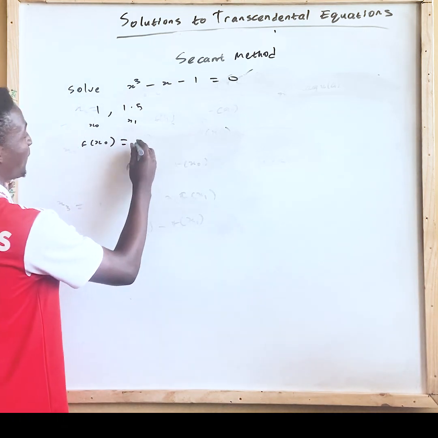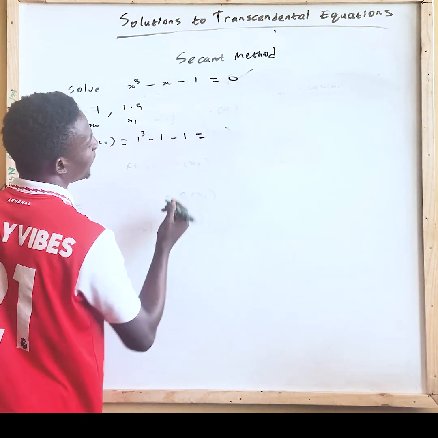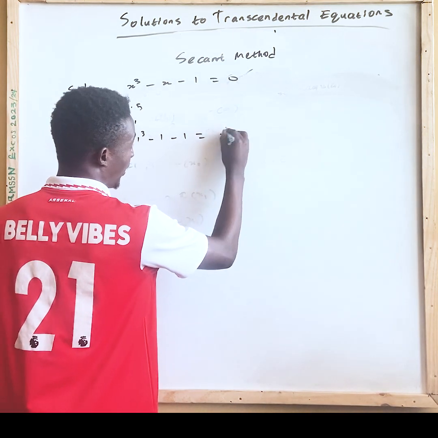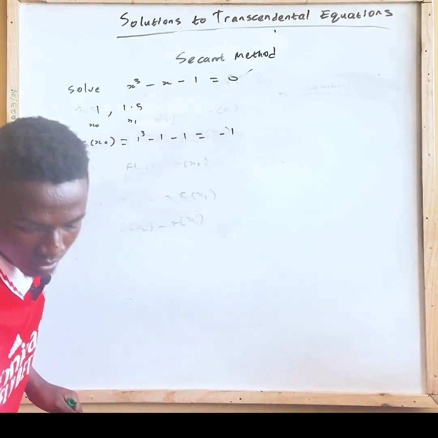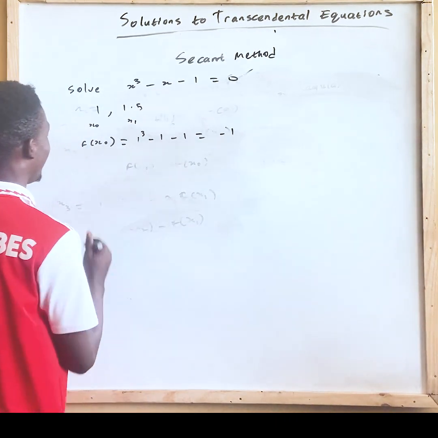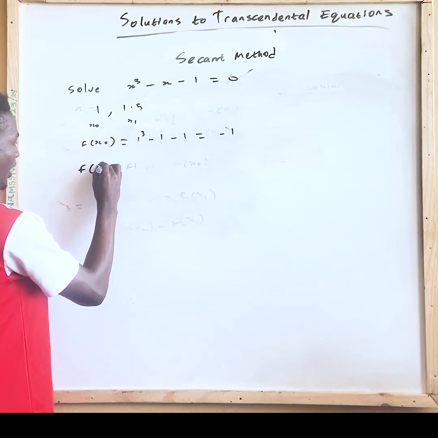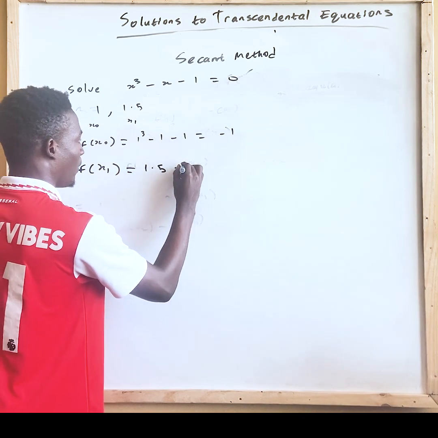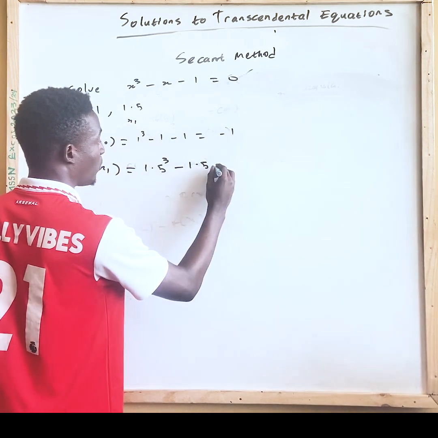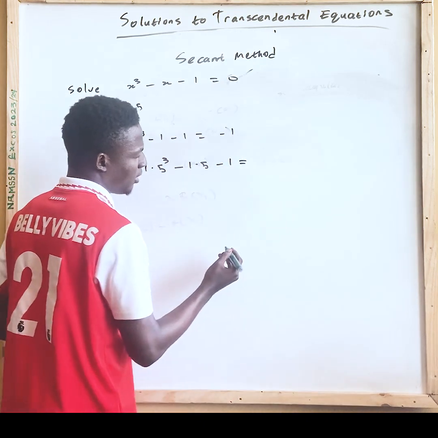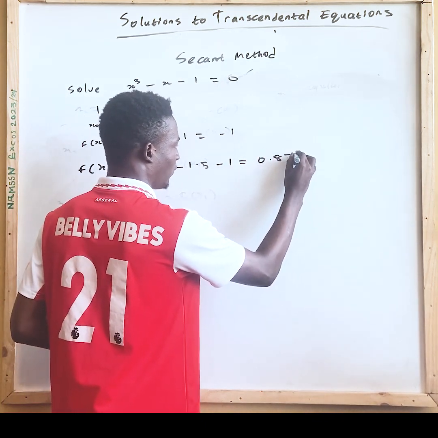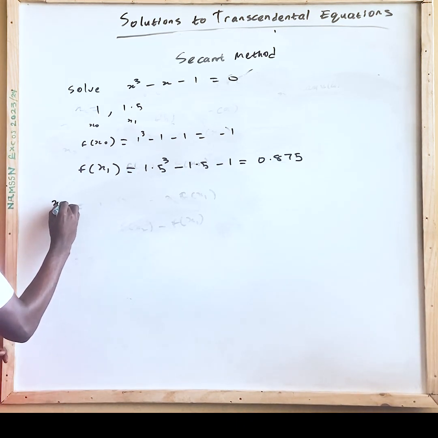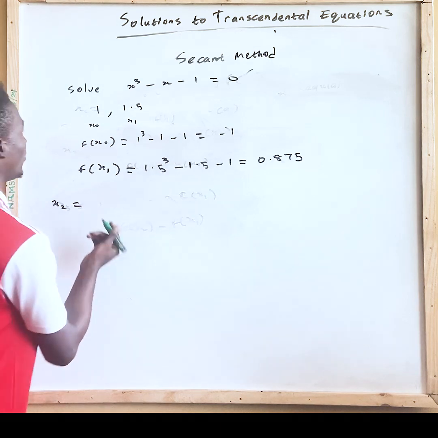f of x0 is 1 cubed minus 1 minus 1, and now we're not saying whether it's negative or positive, we want the value. So this is minus 1. Then f of x1 equals 1.5 cubed minus 1.5 minus 1, which is 0.875.